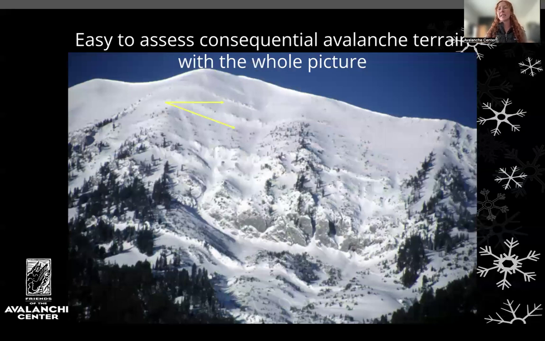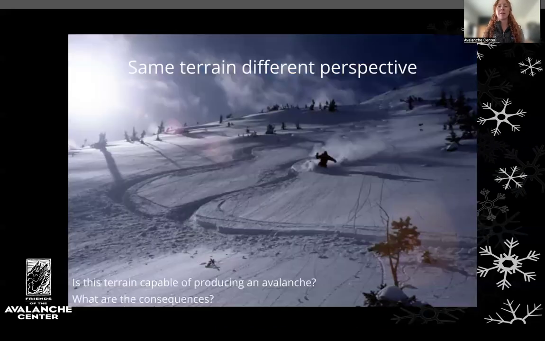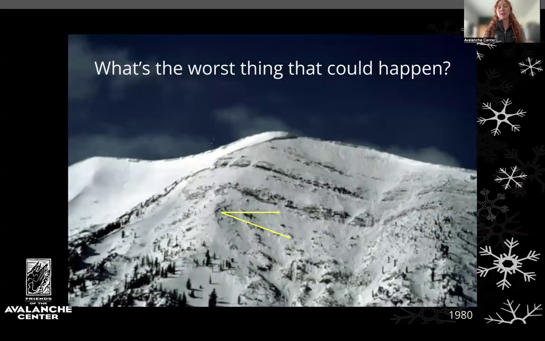So it's often easy to identify avalanche terrain when you have the whole picture, like this giant avalanche path. You can see it, you can identify all the parts of it, but that's not what we experience as we're traveling through. This is the perspective that you're seeing as you're riding through the terrain. So what you constantly need to be asking yourself is, is this terrain that I'm in capable of producing an avalanche? And if so, what would the consequences be if one did occur? So constantly be reassessing your terrain choices, your location, and what consequences you're exposing yourself to.